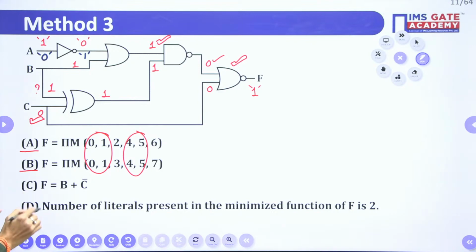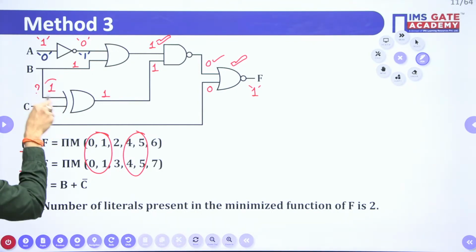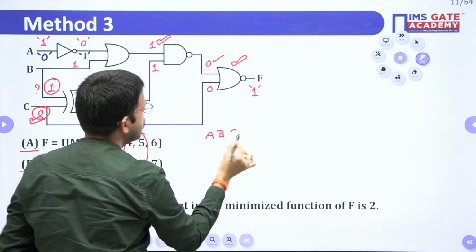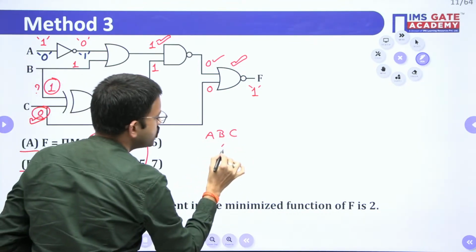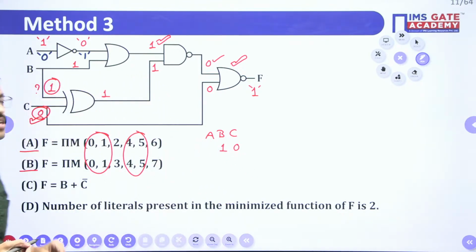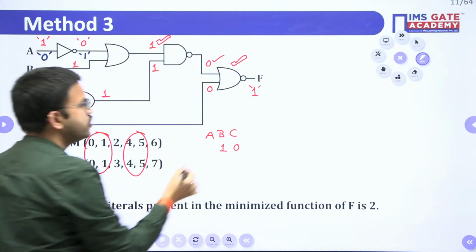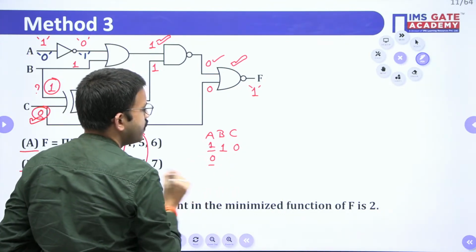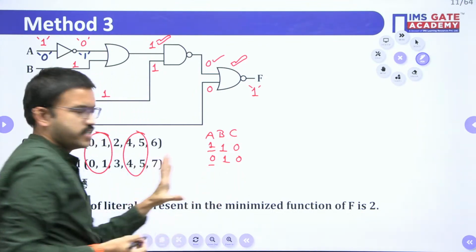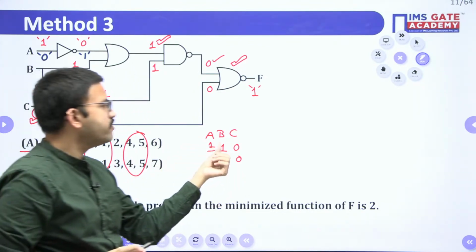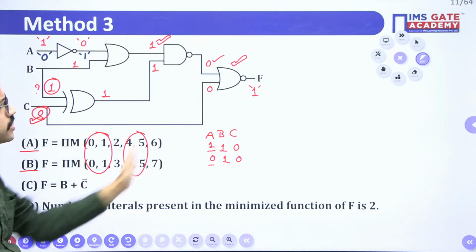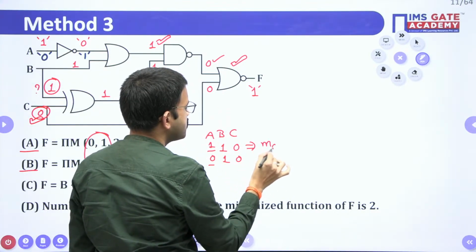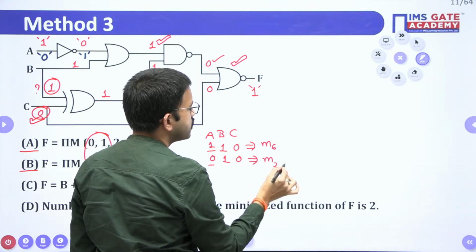So what is your observation regarding B and C? You have A, B, C. Regarding B and C, the values should remain at 1 and 0, whereas for A you have 2 possible values. When you consider A value 1 or A value 0, irrespective of that, when B is 1 and C is 0, for this overall circuit you will get output as 1. So that means these two are what? Min terms, M6 and M2.